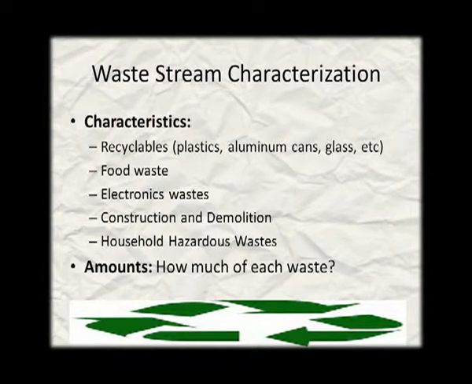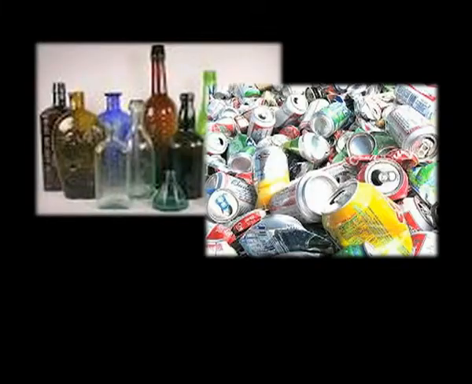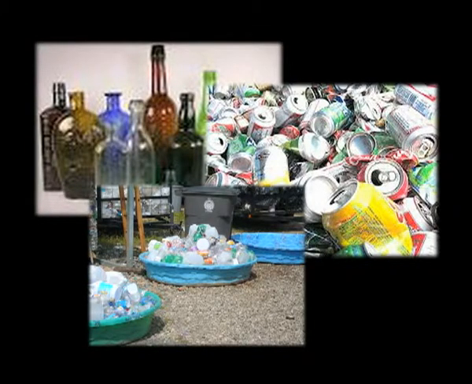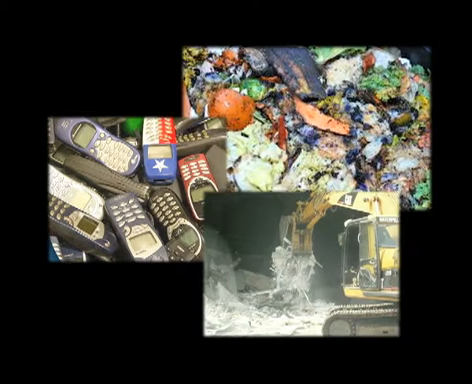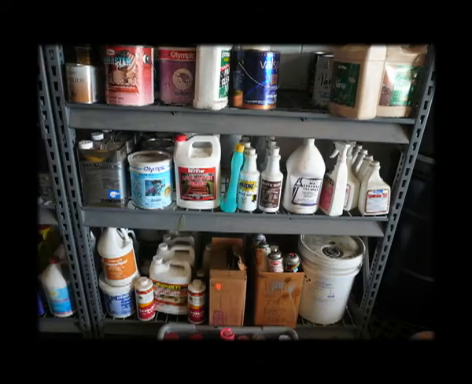Within these sources, you must identify the characteristics and amounts of wastes. For example, the amount of recyclables or non-recyclables, or more in depth, the amounts of individual types of recyclables. For example, glass, aluminum, plastic, or other types. You will likewise need to sort for the amounts of food waste, electronics, construction and demolition debris, household cleaning products, otherwise known as household hazardous wastes.